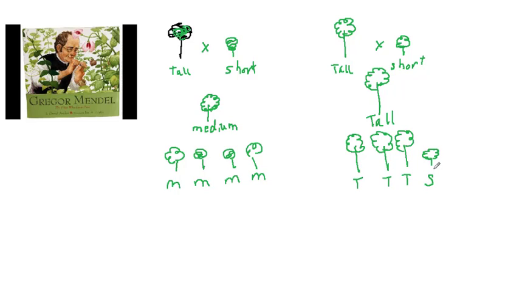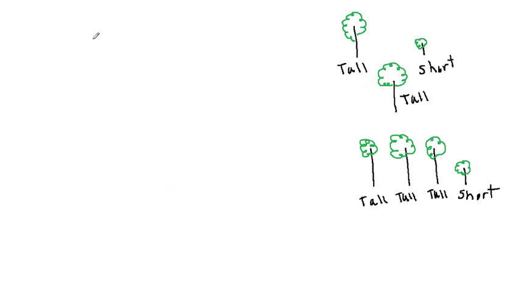And it's from this observation and a lot of statistical observation that he made, because he didn't just do this with 1 or 2 plants, he did this with hundreds, maybe even thousands of plants, and he started seeing the numbers, and it was always 3 to 1. 75% tall, 25% short.